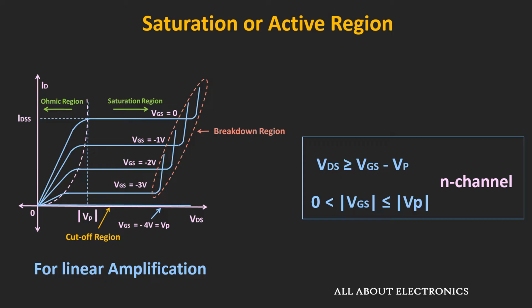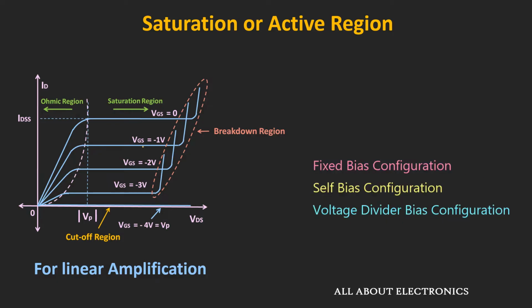And in the active region also, it should be biased in such a way that we get the maximum voltage swing without any kind of distortion, and the biasing point should be as stable as possible. That means even if there is a variation in the device parameters, there should be a minimum effect on the biasing point. So for the JFET, there are three basic biasing configurations: the fixed bias, the self bias and the voltage divider bias.